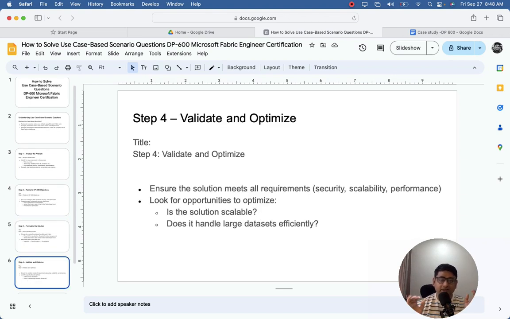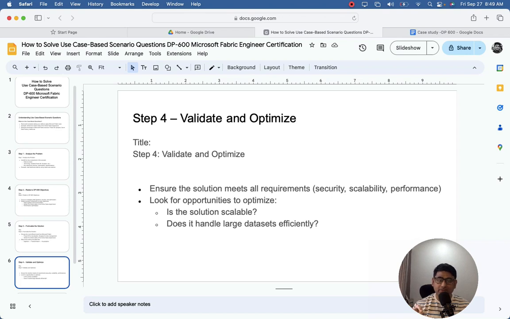The next step is validate. Now once you think this is the solution, just think of other parameters associated with that. For example, is this solution secure? Is this solution optimized and less expensive? Can this solution be scaled? There could be some scenarios where you may be asked, can we scale this solution? Now let's say this may work for 200 rows, but will it work for 1 million rows? Is this the efficient solution? If not, you need to change the solution, okay.